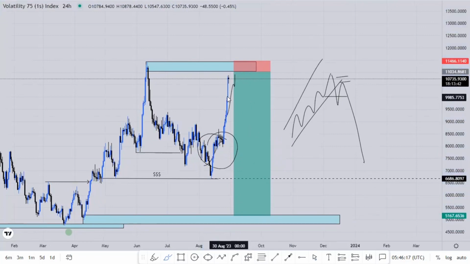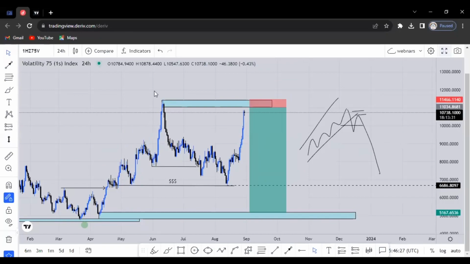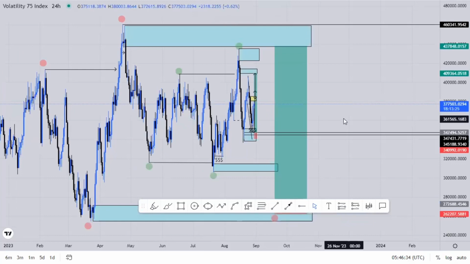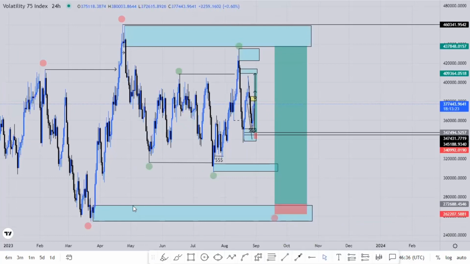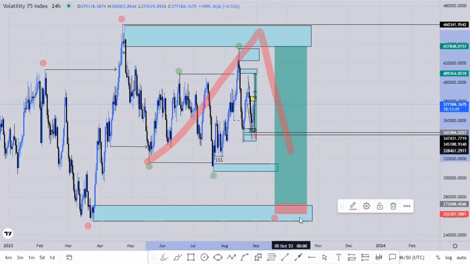So you will discover that the algorithm that is governing these pairs is almost one and the same thing. The only thing that you need is patience, patience to properly wait for the high probability zone, and also your ability. You see now, the change of character that I'm talking about to the downside on VIX 75 is this one, right? So after this one has happened, we now have to pull back into a premium zone before a continuation down.